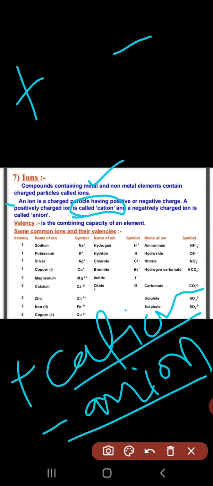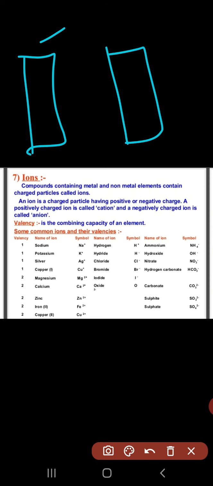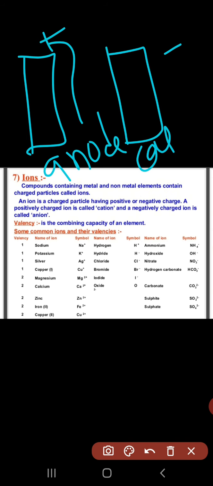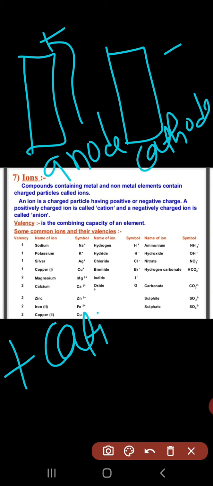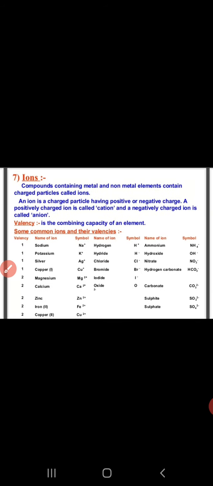Positive and negative charge. A positively charged ion is called a cation, and a negatively charged ion is called an anion. As we already know, these two poles are given here. This is positive and this is negative. The positive pole is the anode and the negative pole is the cathode. But in the case of ions, the positively charged ion is a cation, exactly opposite to this, and the negatively charged ion is an anion, exactly opposite to this.